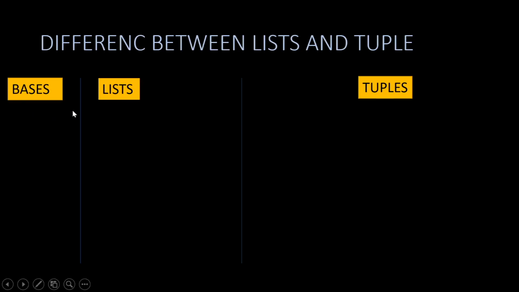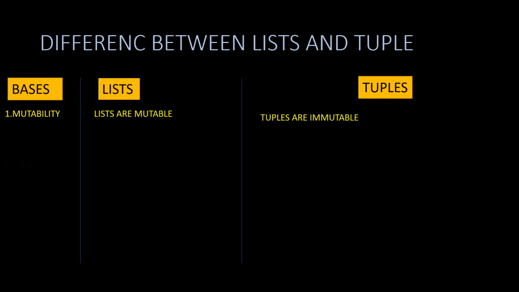So on the left hand side we have lists, and on the right hand side we have tuples. So our first basis is mutability. Lists are mutable and tuples are immutable, right? Lists can be changed, but tuples cannot be changed. Our second basis is delete. Can we delete in a list? Yes, we can, but we cannot in tuples. Our next basis is the append function. Can we add to a list? Yes, we can, but in tuples we cannot, because tuples are immutable and lists are mutable, right?